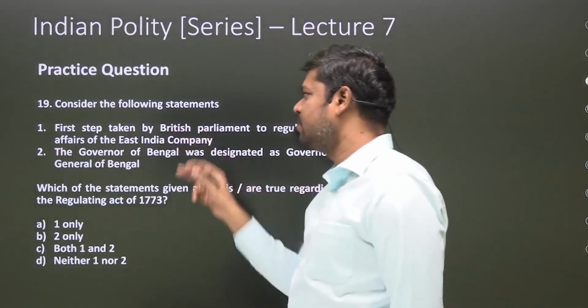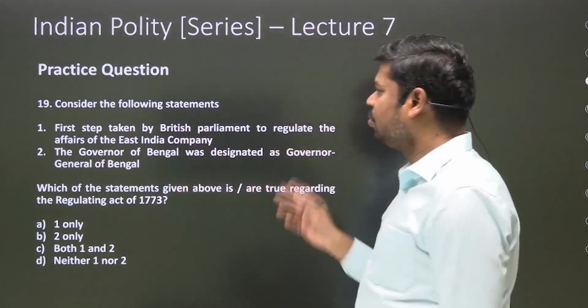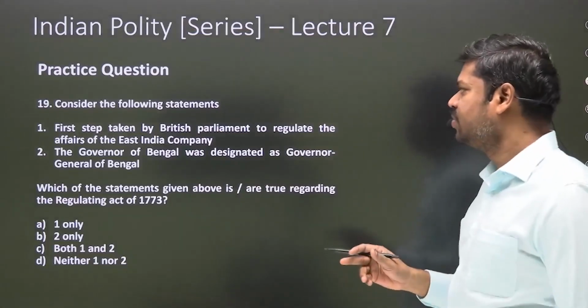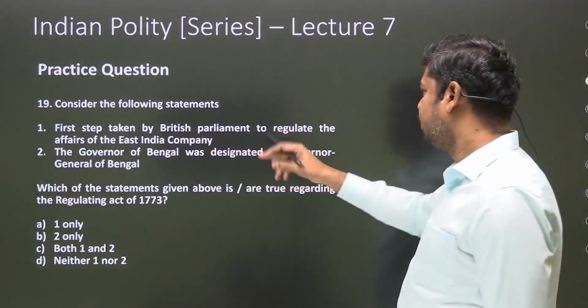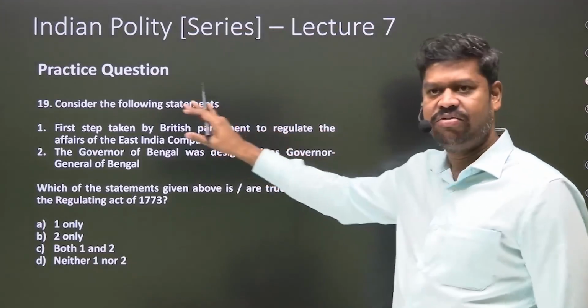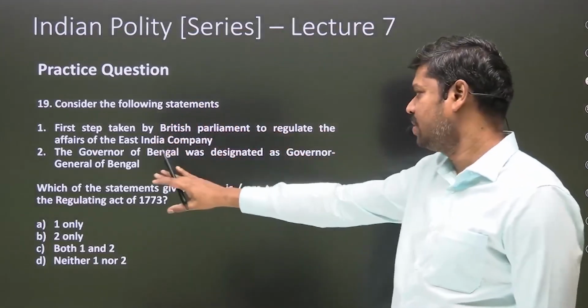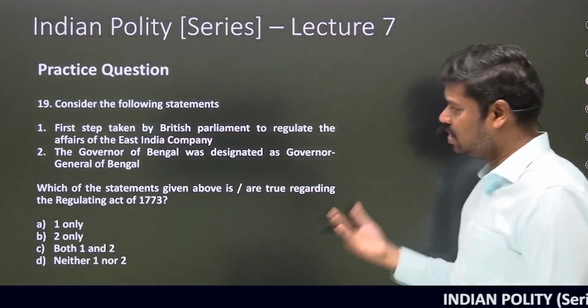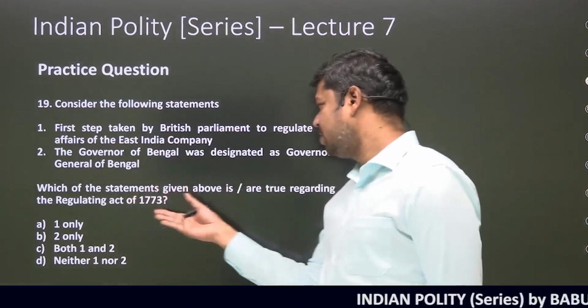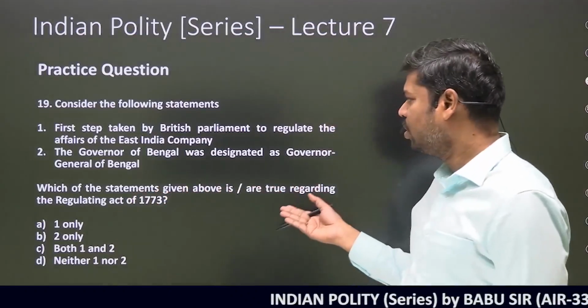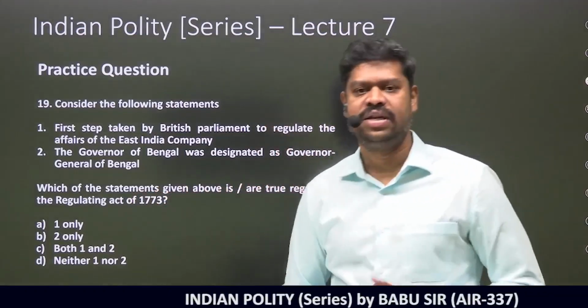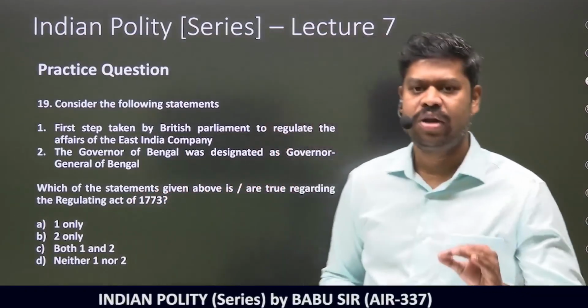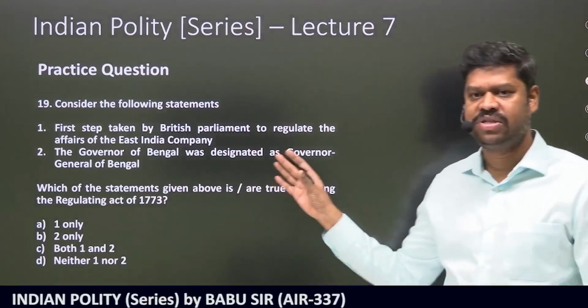Please come to question number 19. Consider the following statements. Statement 1: The first step taken by the British Parliament to regulate the affairs of the East India Company. Statement 2: The Governor of Bengal was designated as the Governor General of Bengal. Which of the statements given above is true regarding the Regulating Act of 1773?